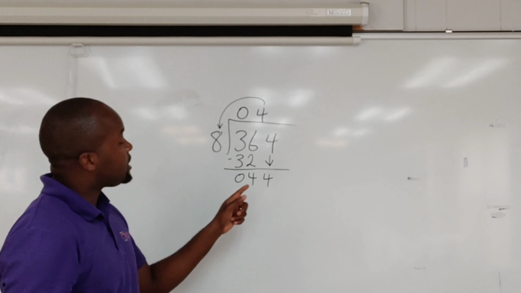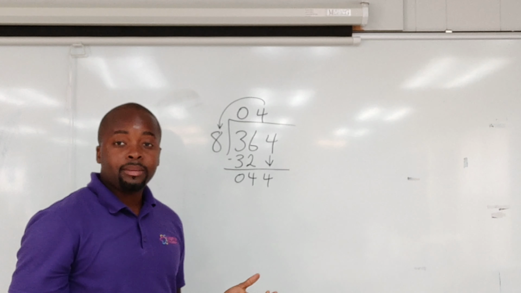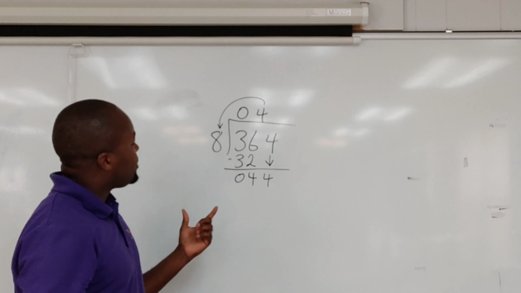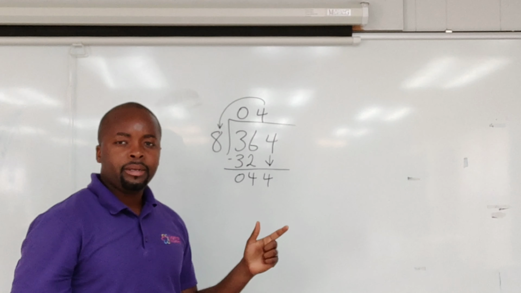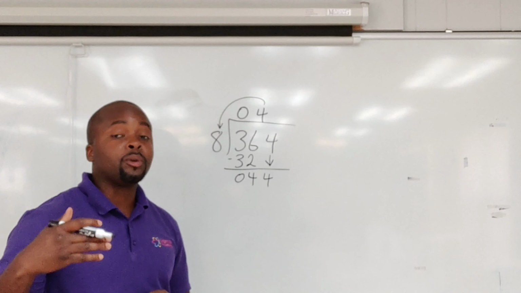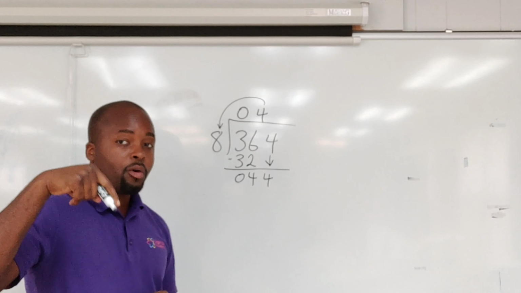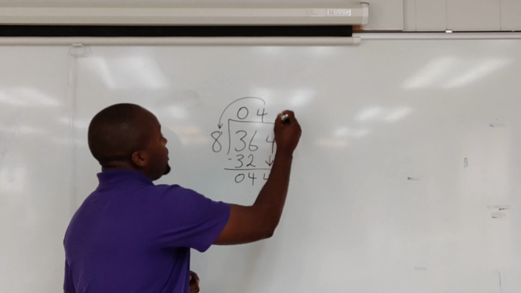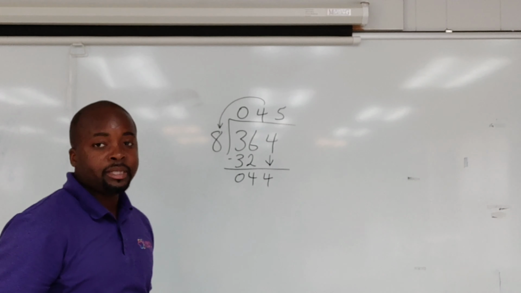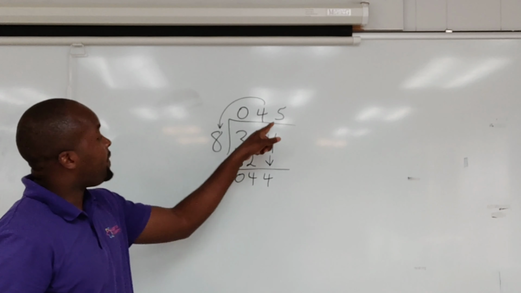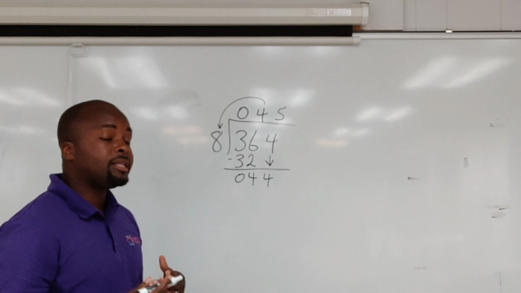Now, 8 goes into 44 how many times? Well, I know that 8 times 5 is 40, but 8 times 6 is 48. So 6 would be too big. I'm going to go back down to 5. So I'll put my 5 up top. Then I'm going to do 5 times 8. 5 times 8 is 40.